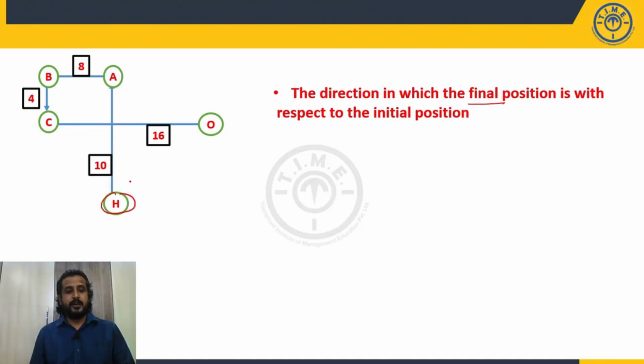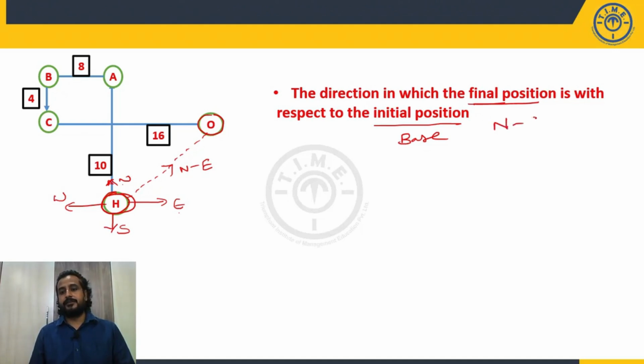It is an initial position and it is a final position. Now among these two, which is a base? The one which will give you second in the statement will be the base. Final position with respect to initial position. So initial position is the base for us. So on a paper, from the base, right hand side is towards east, left hand side is towards west, upwards is north, downwards is south. Now we need to identify this direction. Between north and east, so northeast. So my answer is northeast in this case. The direction in which final position is with respect to initial position is northeast.